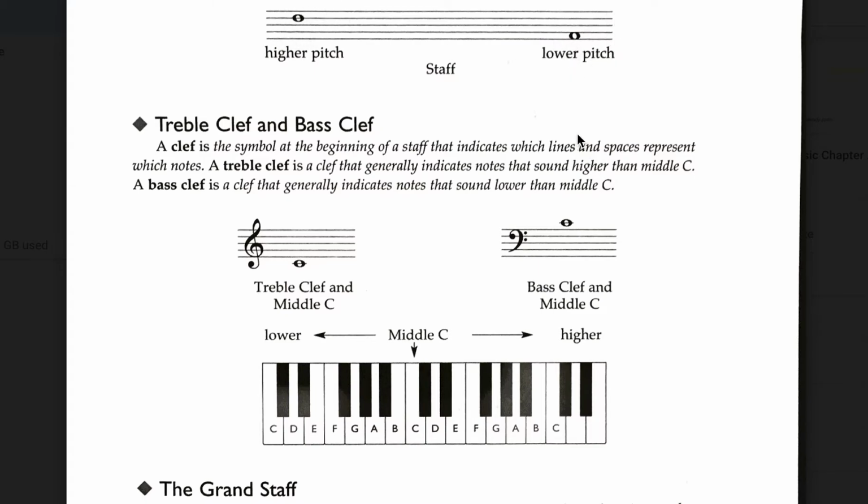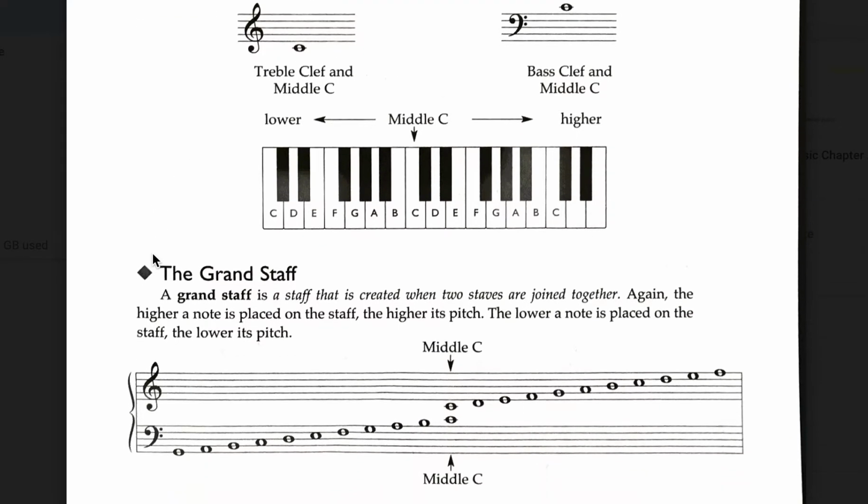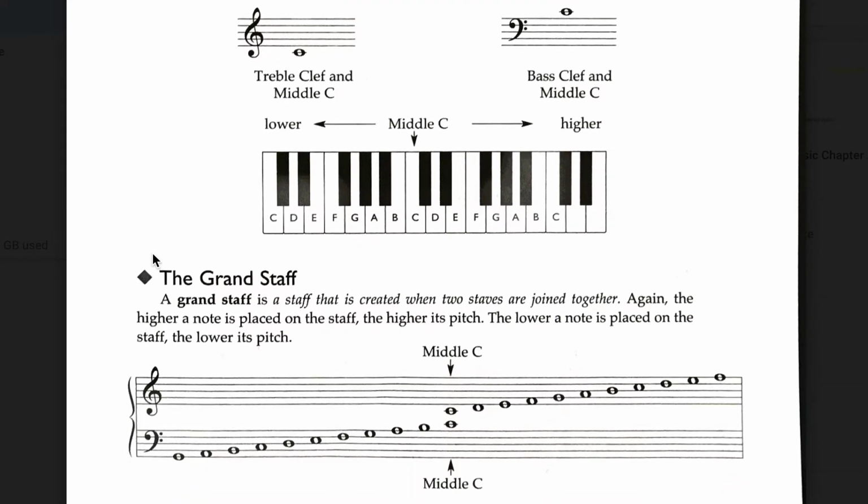lower on the staff. Now on the staff, we have treble clef and bass clef. A clef is just the symbol at the beginning of a staff that tells you which lines and spaces represent which notes. You may have seen these, perhaps in elementary school. We've got the treble clef over here and the bass clef over here.